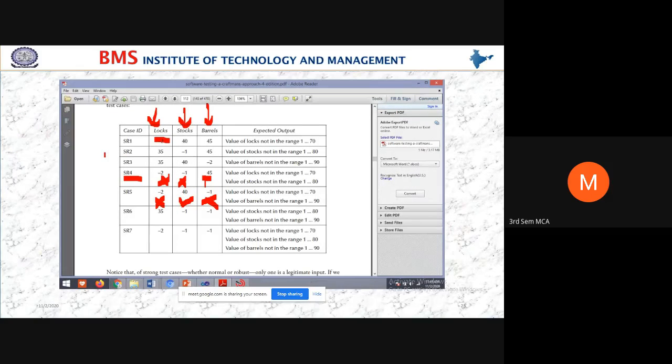Coming to the second case, yes, you can see the screen now, students. In the second case, we are checking a single invalid value. So it is weak robust equivalence class testing. But coming to the sixth case, it is strong robust equivalence class testing. Why?